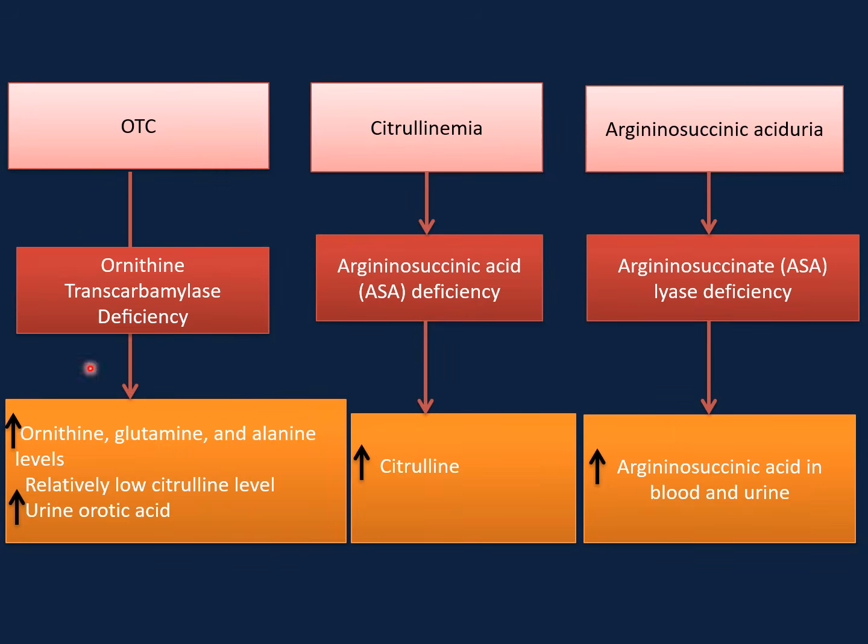For OTC, you will see elevation of ornithine, glutamine, alanine levels, and relatively low citrulline level, and increased urine uric acid, and this needs to be specified when you order. Citrullinemia will be elevation of citrulline in the plasma amino acids. In cases of argininosuccinic aciduria, elevation of argininosuccinic acid in blood and urine.